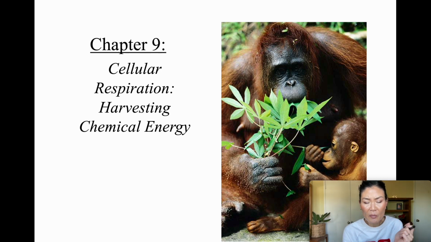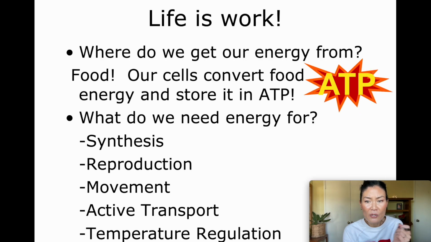So in cellular respiration, we're basically taking chemical energy in food and using that energy, when we break it down, to make ATP. Living things need to make ATP because life is work, right? We need energy to make biomolecules, to grow, develop, to reproduce, for movement, active transport, like the sodium potassium pump, and also temperature regulation. You know, we are endotherms. We maintain body temperature internally, and so we need ATP to do that.